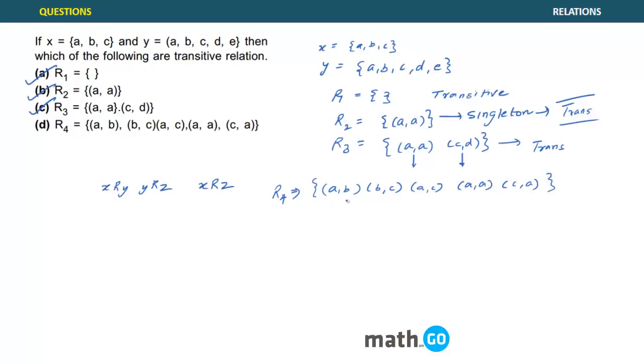So in fact, I could say this is completely transitive. Why? Because you have 2 pairs of transitive triplets which are actually satisfying. This is the first triplet, and then this and this is the second triplet. So all the 4 in this particular example are transitive. Okay.